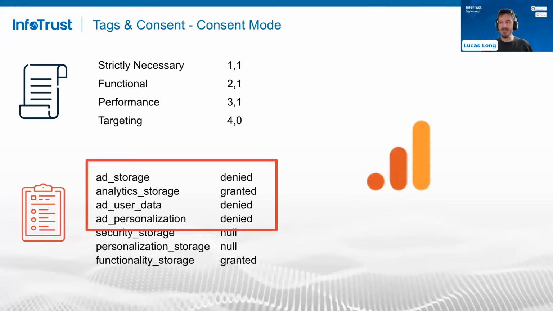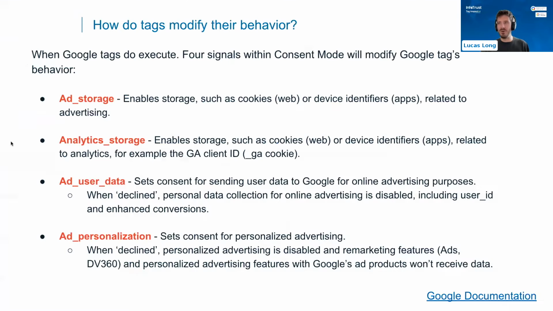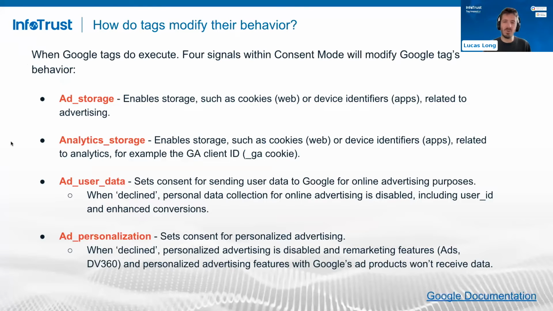Now, the Google tags specifically will be looking for the status of 4 different parameters as defined within that consent mode configuration. So 4 different parameters are highlighted there: ad storage, analytics storage, ad user data, and then ad personalization. So our Google tags are going to read from those. Those are our instructions as provided by consent mode. And then the tags will modify their behavior accordingly. Now, what are those categories, and how will the Google tags modify their behavior?